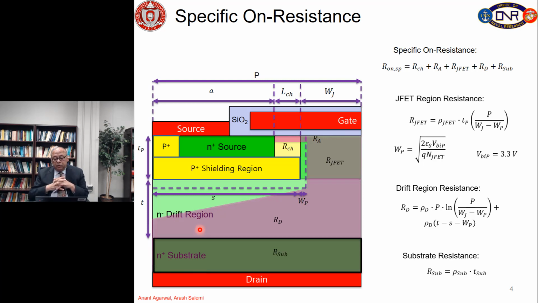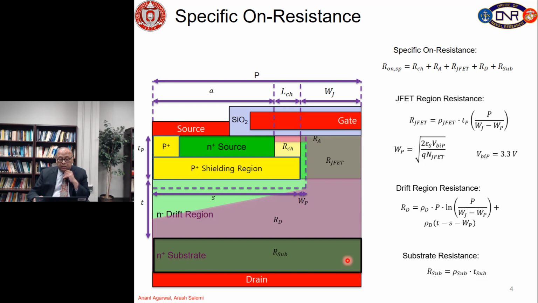And then the substrate resistance is simply the substrate resistivity times the thickness of the substrate. There is no pitch P here because this substrate is over the whole cell, so we don't have to normalize anything with respect to the pitch. All right, so these are the various components.